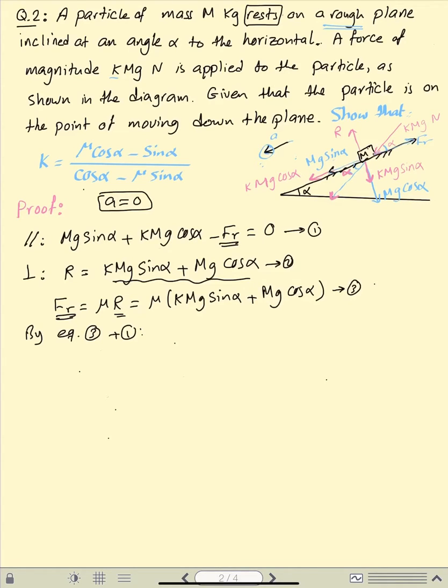Look why. So this will give me mg sine alpha plus kmg cosine alpha minus mu times kmg sine alpha plus mg cosine alpha is equal to 0.